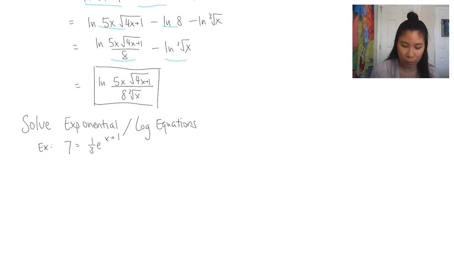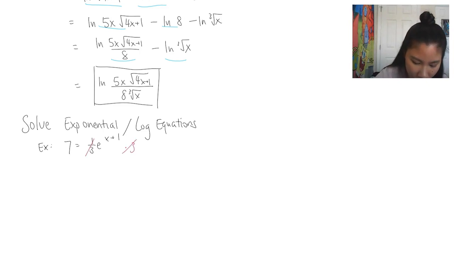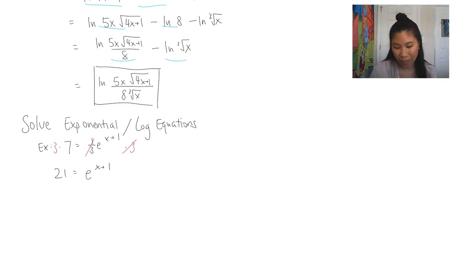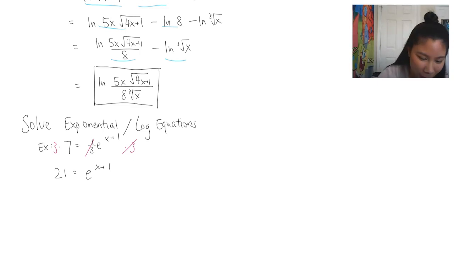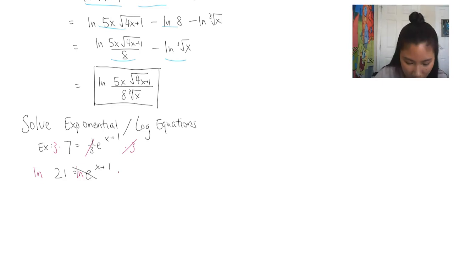So first thing I want to do is get rid of that 1/3. So let's multiply both sides by 3. That way we can cancel out with the 1/3. So that'll give me 21 equals e to the x plus 1 power. And if we want to isolate x, then since it's in the exponent, we've got to get rid of that e. The thing that cancels out e's is a natural log. So if I take a natural log of both sides, then that'll cancel out with the e, leaving me with the x plus 1.